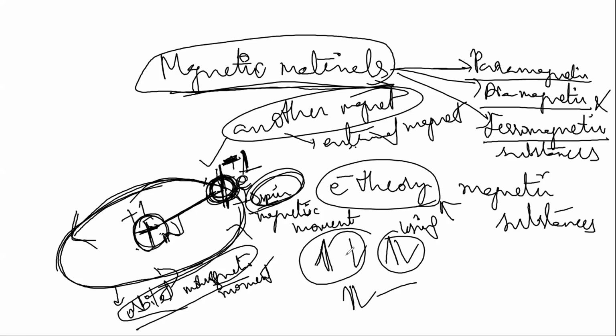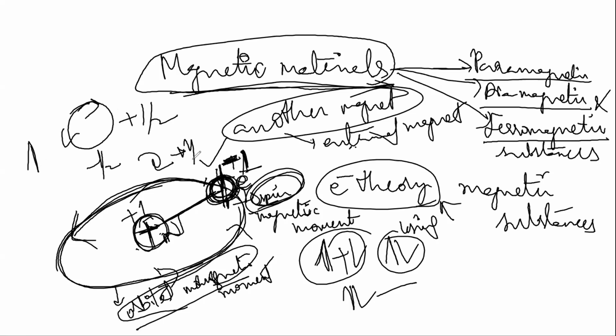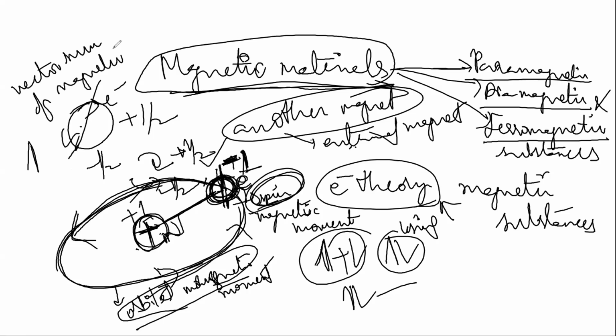Okay. Now, the vector sum of all these magnetic moments is 0. When the vector sum of all the magnetic moments is 0, that means I will take the direction. So if an electron is spinning clockwise, plus half. Anti-clockwise again, minus half. Again, one electron is spinning clockwise, plus half. Anti-clockwise, minus half. In this way, the entire vector sum of magnetic moments is 0.